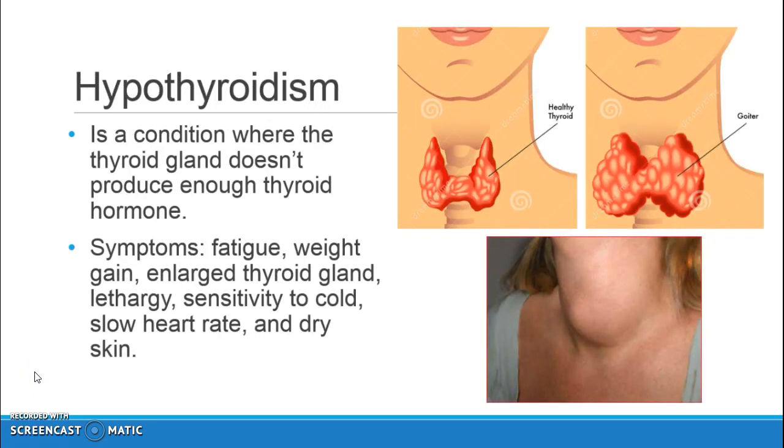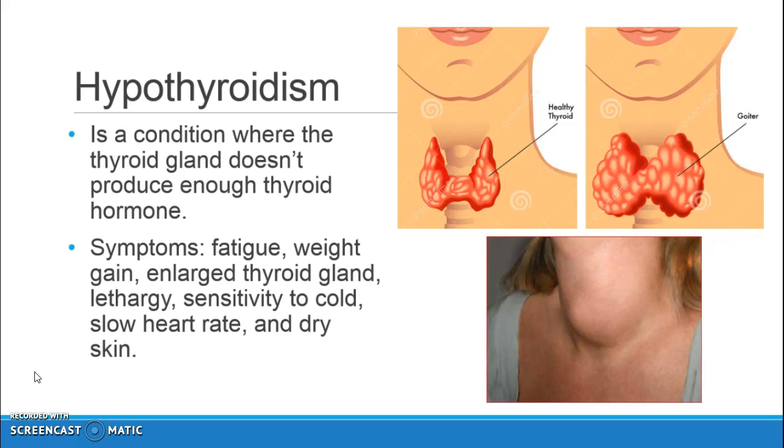Hypothyroidism. Hypothyroidism is a condition where the thyroid gland doesn't produce enough thyroid hormone. Some of the symptoms of hypothyroidism are fatigue, weight gain, enlarged thyroid gland, lethargy, sensitivity to cold, slow heart rate, and dry skin.